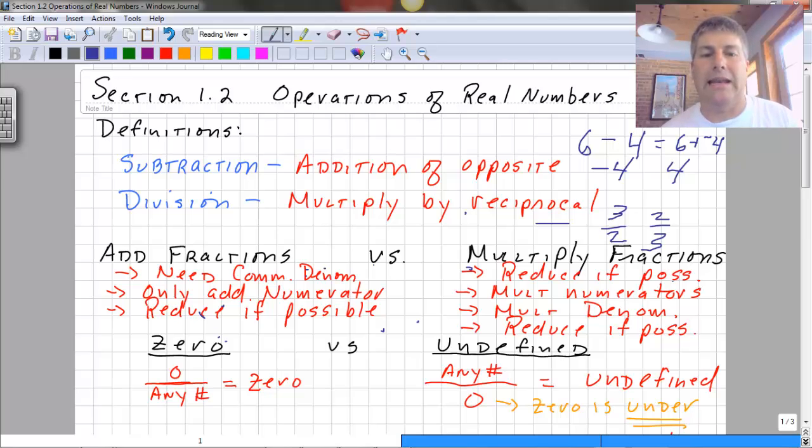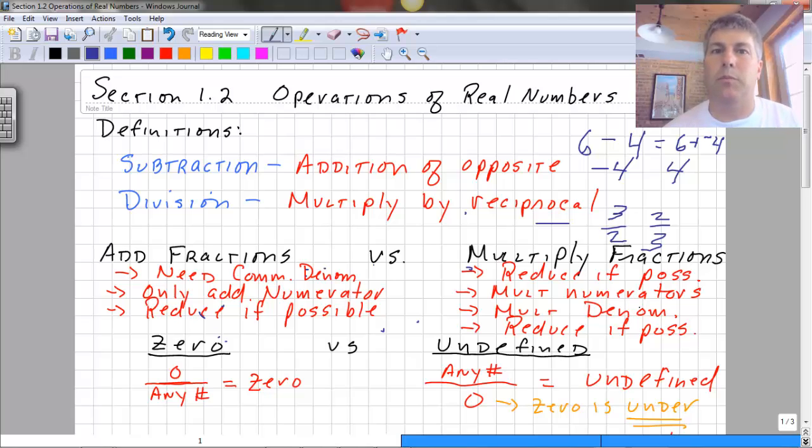Let's move on to adding fractions versus multiplying fractions. When we add fractions, we must have a common denominator. Of course, the denominator is the bottom part of the fraction. Okay, and then we only add the numerators. Okay, and then you reduce if possible.